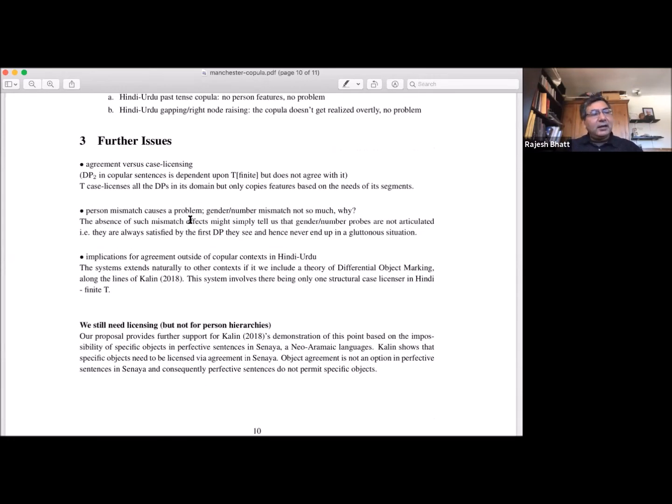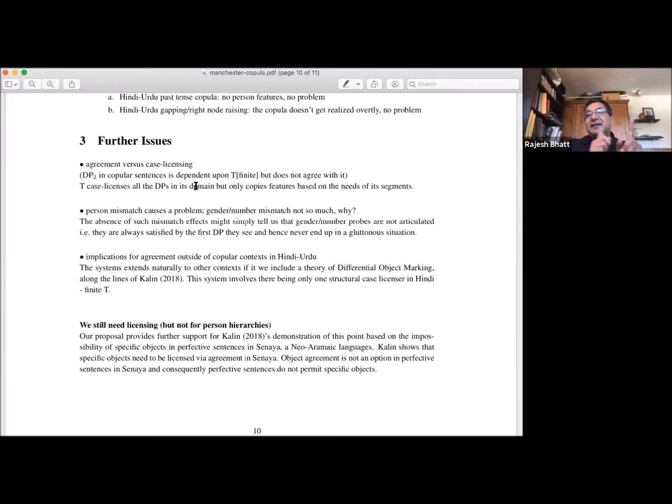Okay, so I'm now basically going to conclude and I'll point out some things which are in the background that I've not had time to talk about. So the first thing is that we are going to separate agreement versus case licensing. So in our system, recall the licensing data, that if you try to say something like, I am him, and you try to put that in the infinitive, it goes bad. And so the idea is that T is going to case license all of the DPs in its domain. But case licensing is going to go further, and case licensing will delimit the space in which agreement can obtain.